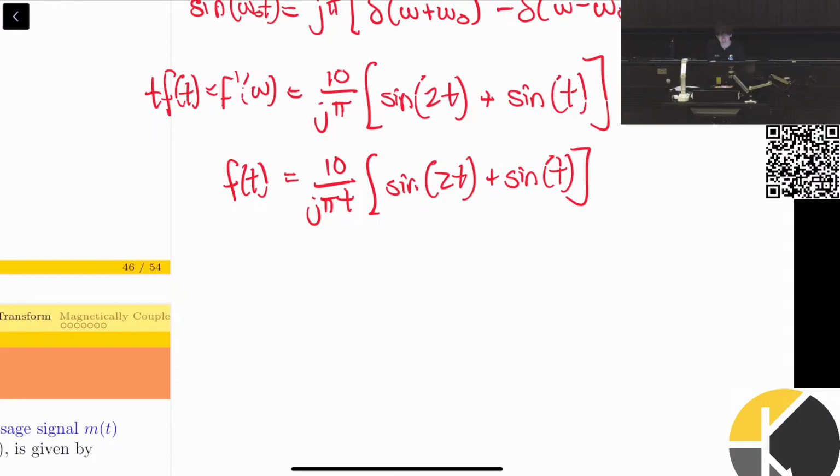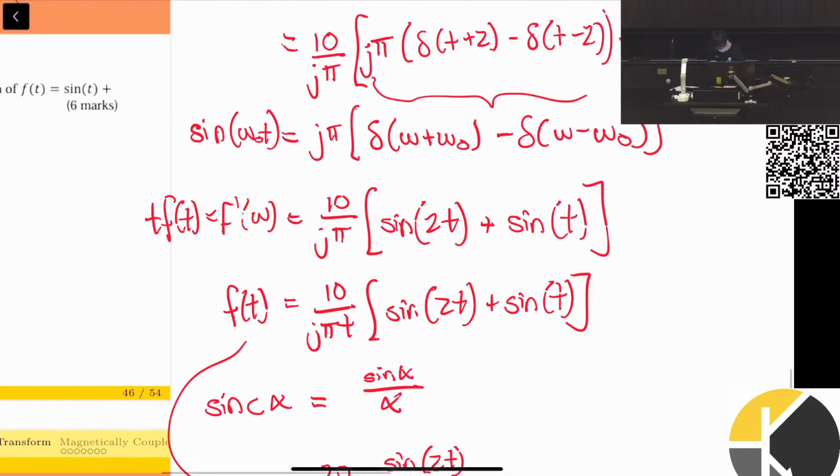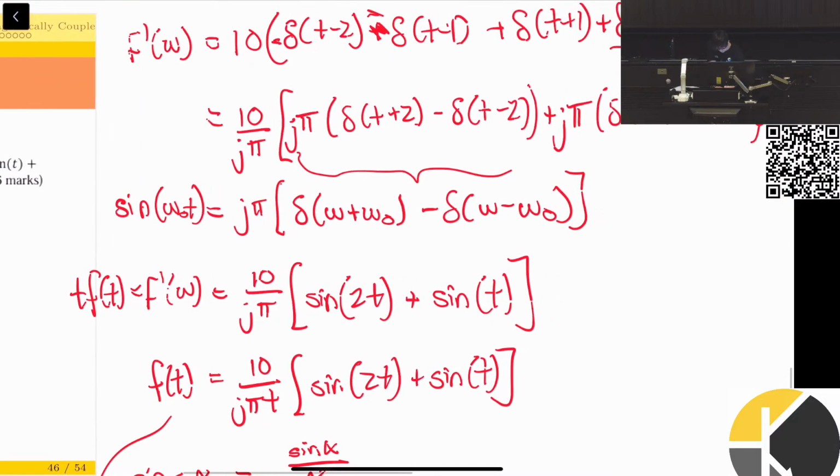This is looking a bit ugly, so I might convert this to sinc. If you haven't seen sinc before, the definition of sinc is sine of alpha over alpha. So to convert that, I would need a sine of 2t over 2t. So I would need to multiply that by 20 on, I've made a mistake. What have I done?